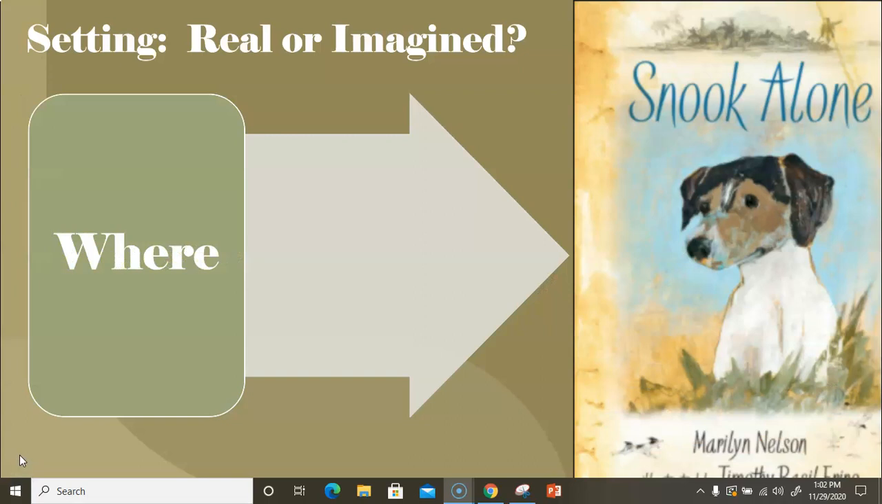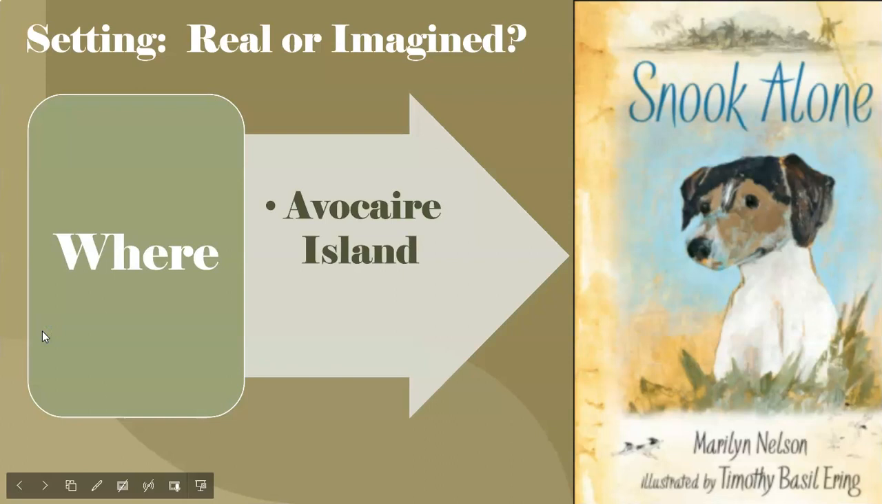So let's take a look at an example of how to determine where a story takes place and if that place is real or imagined. Okay. So as you can see on the screen, we're going to go back to our awesome little story, Snook Alone. Remember, Snook is the dog, a little friend to Abba Jacob. He accompanies him across his daily going-ons, and unfortunately, Snook gets marooned on an island, right? And if you remember in there, that island has a very, very specific name. It takes place on Avakir Island.